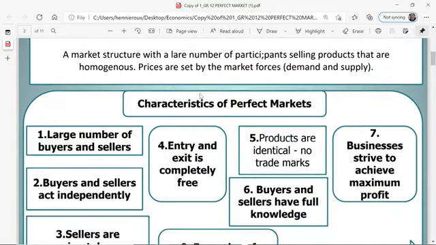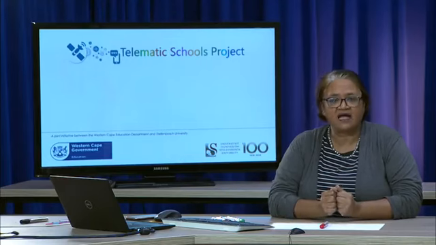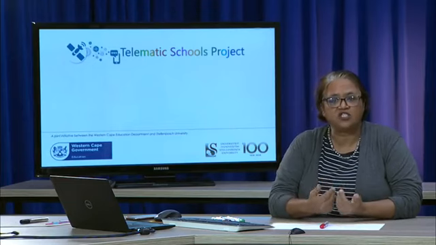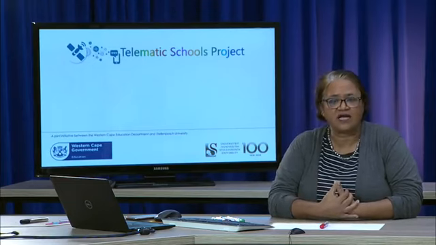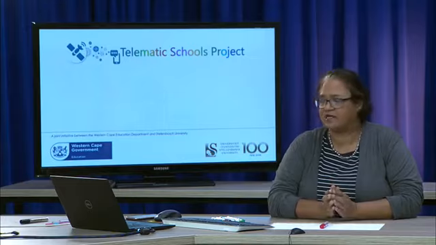The characteristics of a perfect market. Number one states that there is a large number of buyers and sellers. Now, let's say you are asked to explain this point for 4 marks. So a large number of buyers and sellers, and how would you explain that? From that you can see, because there are a large number of buyers and a large number of sellers, that tells us that there is lots of competition within this type of market, right? Because there are many sellers selling exactly the same product.